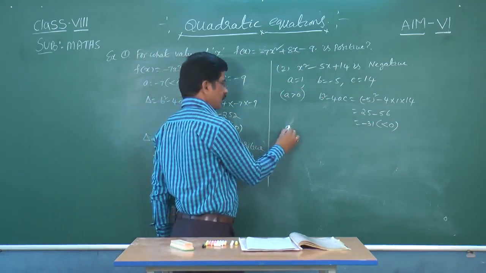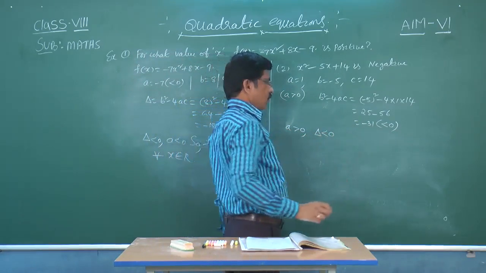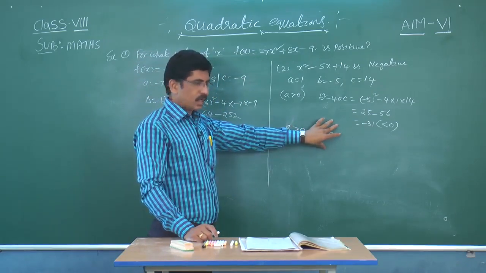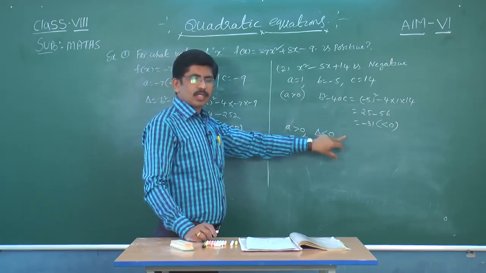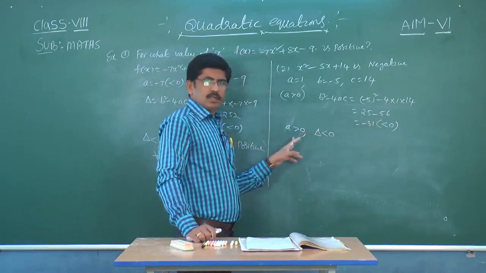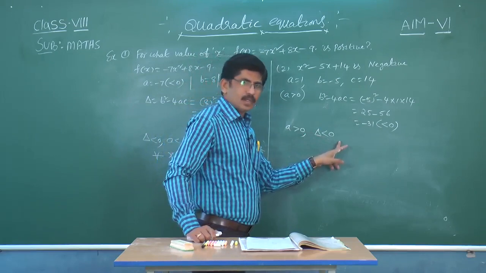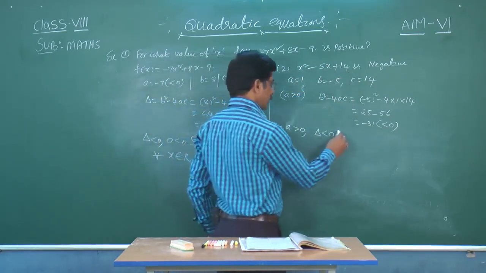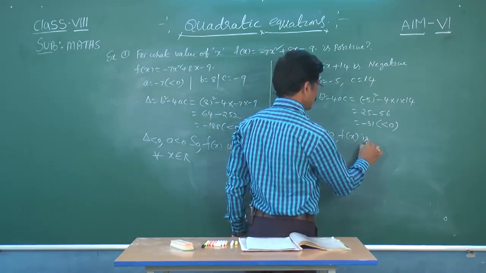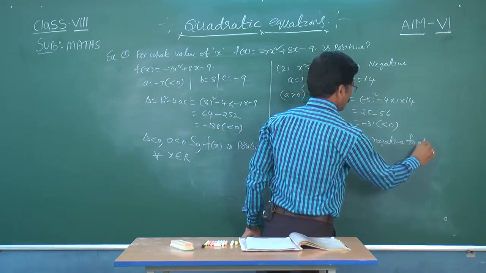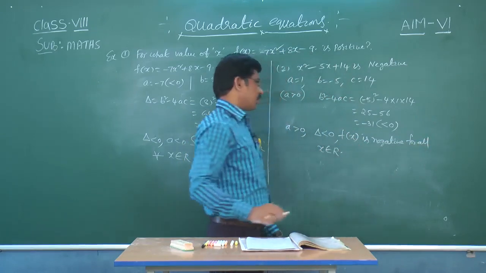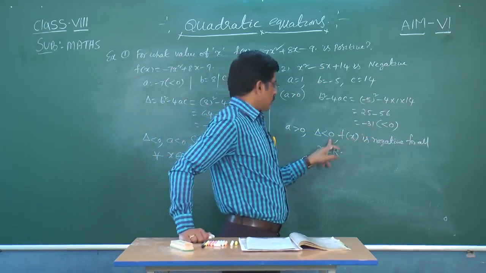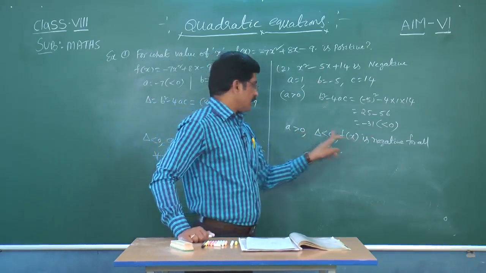The a value is greater than 0 and delta is less than 0. That is the first case. The third case is a greater than 0, expression greater than 0, delta less than 0. Next, a less than 0, expression less than 0, delta less than 0. So the expression x square minus 5x plus 14 is negative. f of x is negative for all x belongs to real values. The second example is negative for all x belongs to real values. Why? Because delta less than 0 and a greater than 0, so automatically f of x is less than 0.